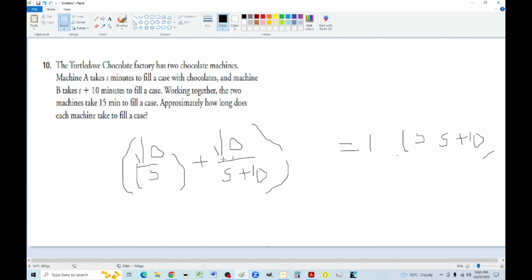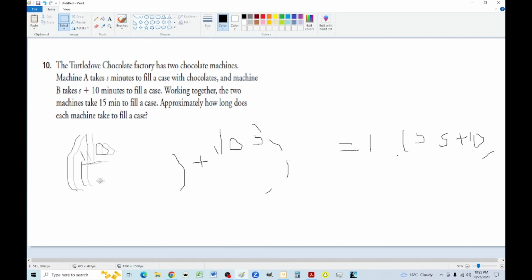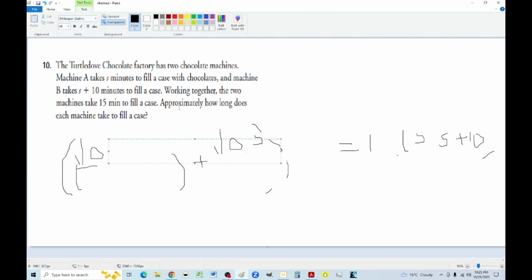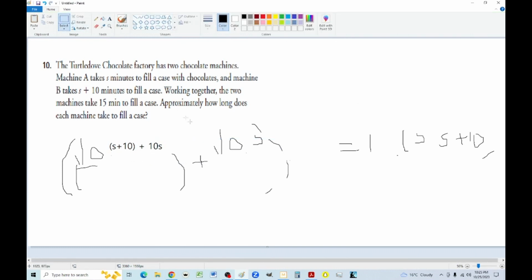Now on this side, the S plus 10 is going to eliminate. You're just going to have an S up here. And on this, the S is going to eliminate, and you're going to have an S plus 10. So you're going to get 10 times S plus 10 plus 10S. And on the right side, you're just going to have S squared plus 10S. That's 10 times this.